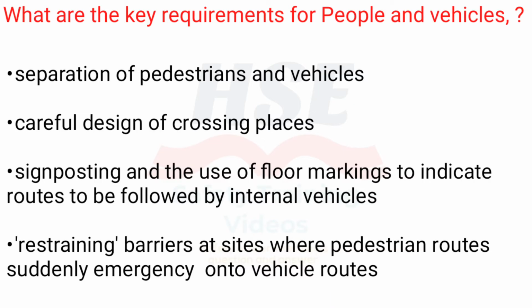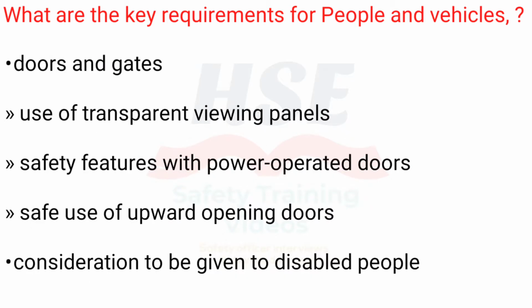What are the key requirements for people and vehicles? Separation of pedestrians and vehicles. Careful design of crossing places. Signposting and the use of floor markings to indicate routes to be followed by internal vehicles. Restraining barriers at sites where pedestrian routes suddenly emerge onto vehicle routes.